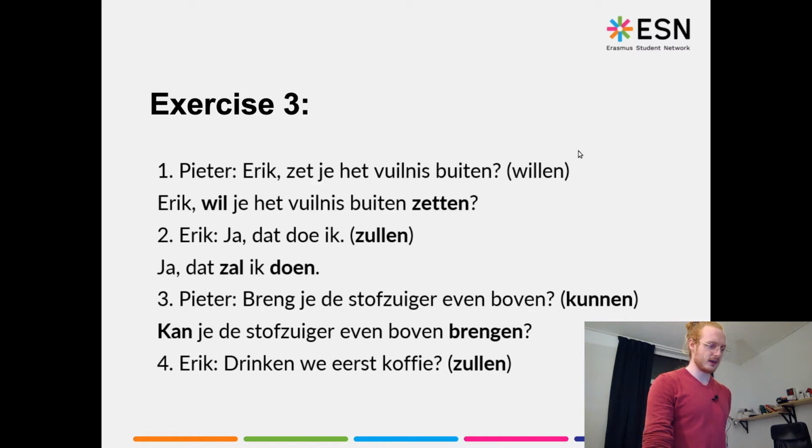4. Erik, drinken we eerst koffie? What's the translation of three? Good question: could you bring the vacuum upstairs for a bit? Stofzuiger means dustsucker, a vacuum. Boven is upstairs, and even is in a bit or for a bit, a short period of time. All right, 4.